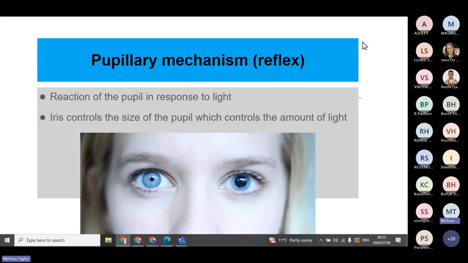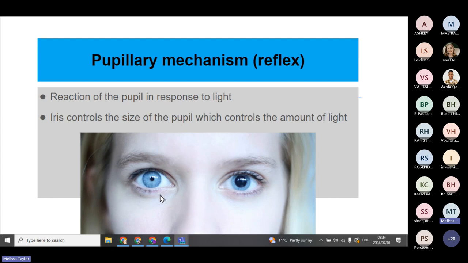Then pupillary mechanism is what's happening to the size of the pupil. So here we have a pupil that is smaller, in other words, constricted. And this is what a pupil looks like when it is larger, or we say dilated. And this happens in response to light. So accommodation is near and far. Pupillary mechanism is bright light versus dim light.